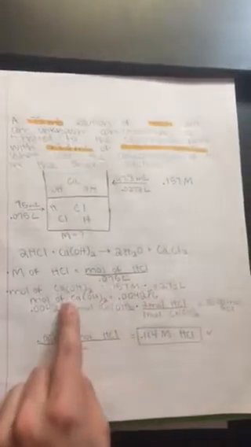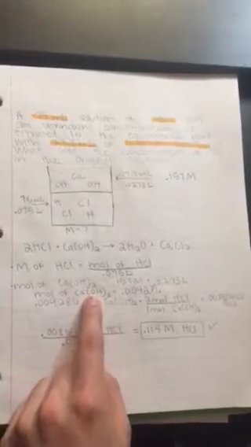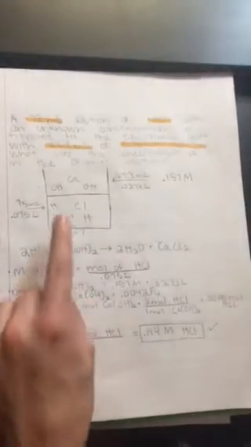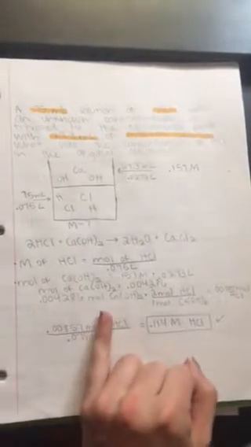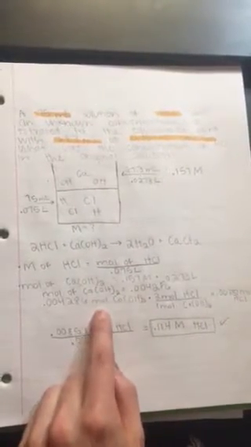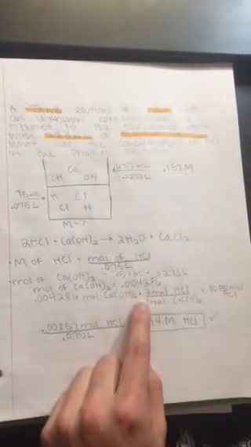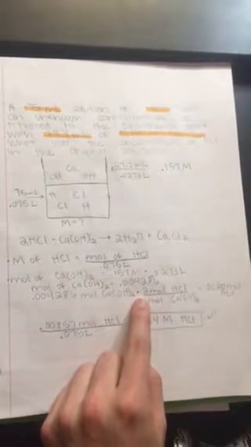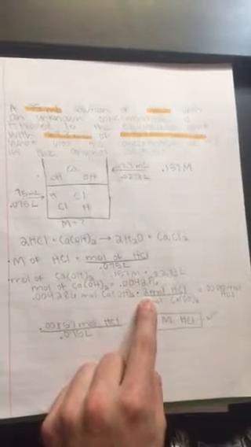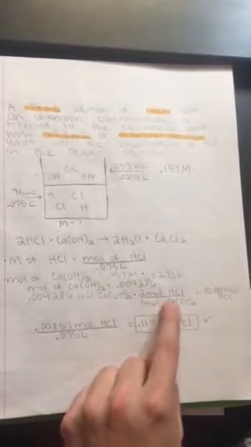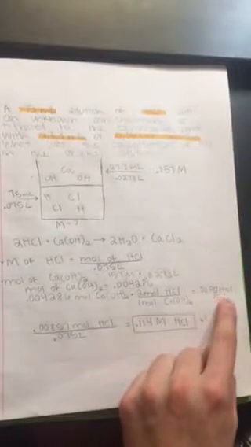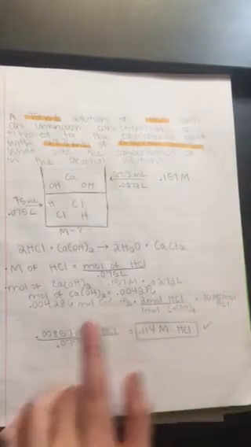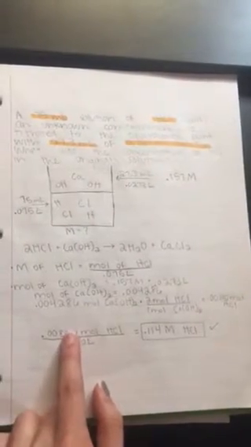Now once we know the moles of Ca(OH)2, we can figure out the moles of HCl by using this balanced equation. We multiply the moles of Ca(OH)2 by the number of moles of HCl that go with each Ca(OH)2, which equals 0.00875 moles of HCl.